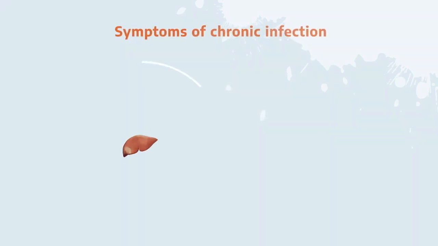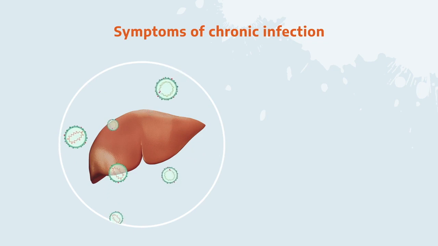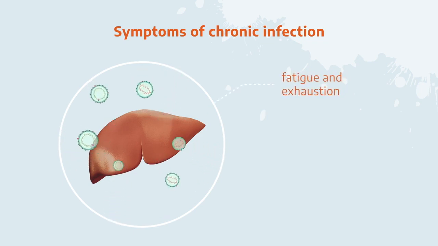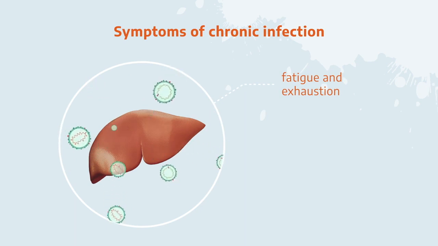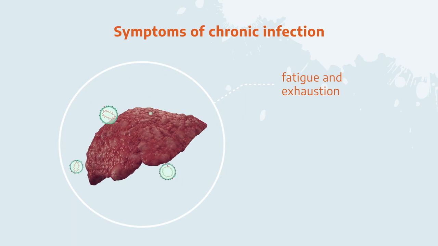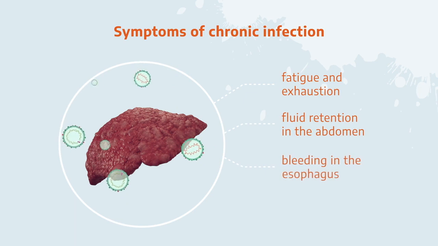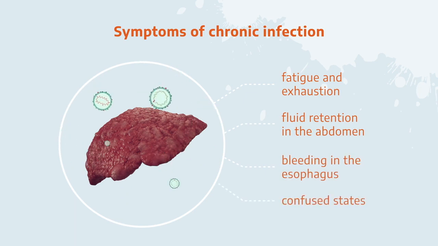If hepatitis D becomes chronic, then it often progresses largely without symptoms or leads to general symptoms such as tiredness and fatigue. Many infected people are therefore not aware of their infection for a long time, allowing the disease to progress unhindered and the liver to become increasingly damaged. It is only in the very advanced stages that clear symptoms appear, such as water retention in the abdominal cavity, bleeding in the esophagus, or states of confusion.